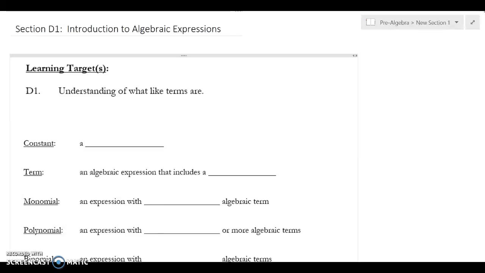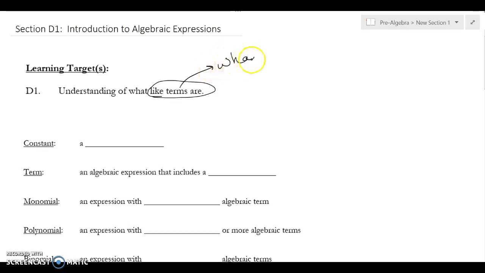Okay, so the first thing we're going to be working with today is algebraic expressions. The learning target is what are like terms. This is kind of a broad sense. We're really going to be focusing on identifying what a term is and how you name it. Okay, so that's the overarching goal today.